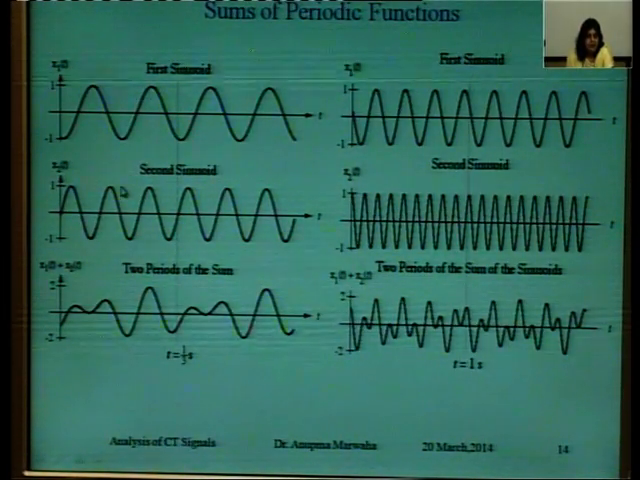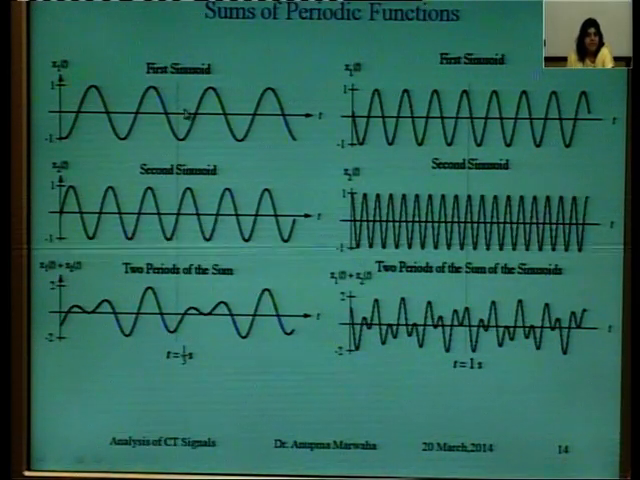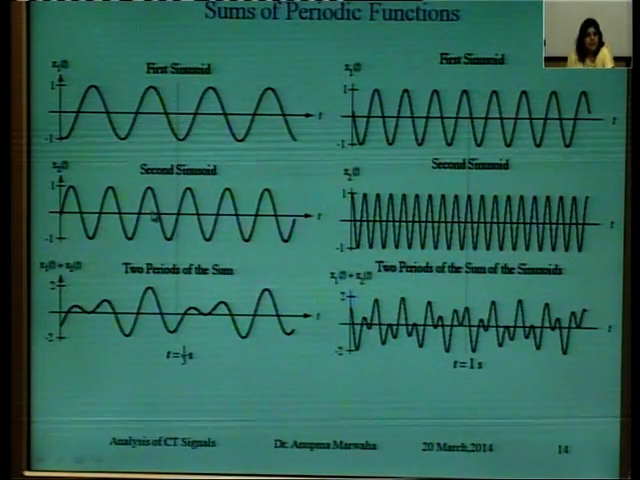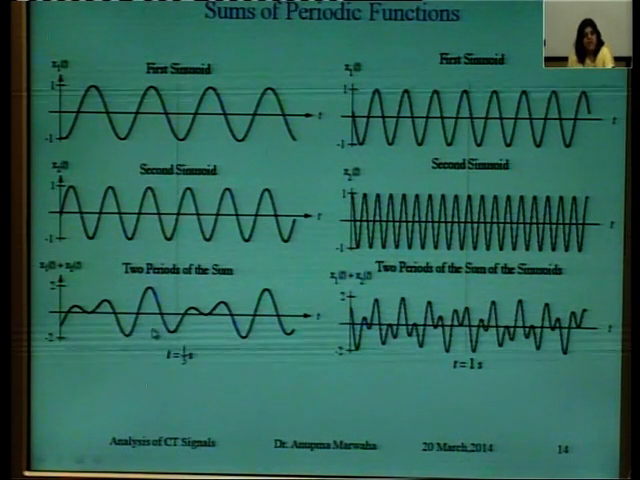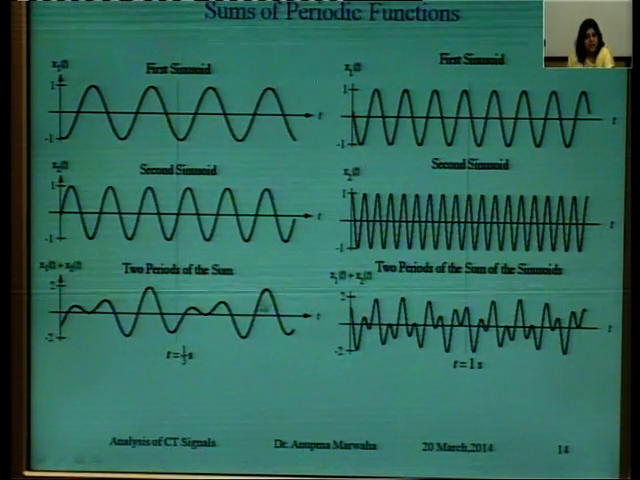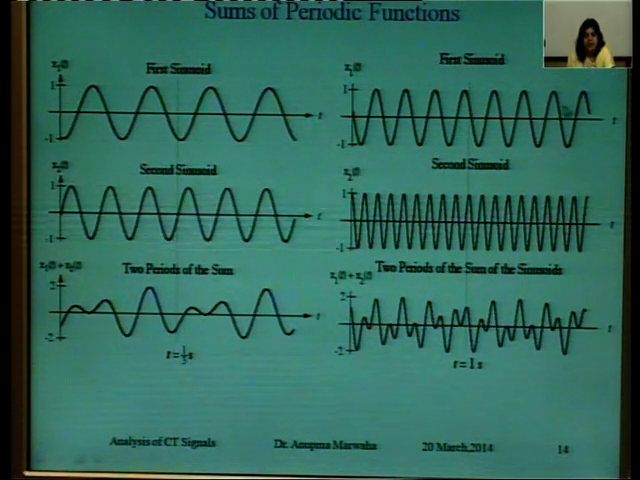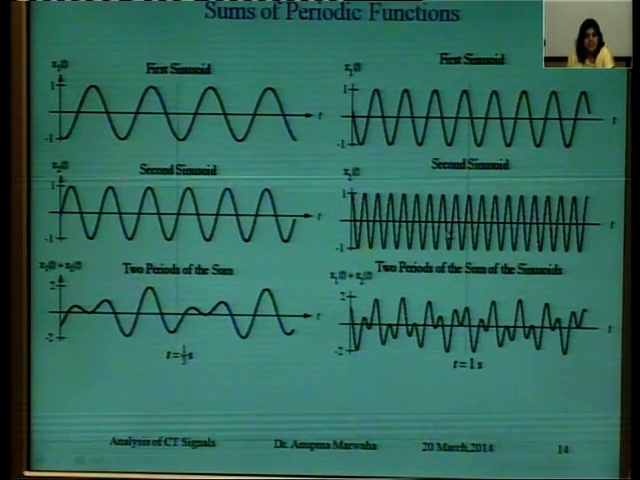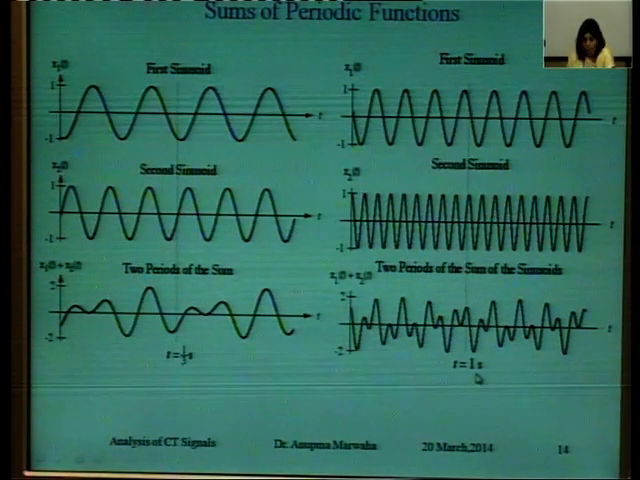We can extend the definition of periodic signals to a combination of a number of periodic signals. For example, if we have two periodic signals, say this is the first sinusoid and this is the second sinusoid, these are periodic signals. What happens to the sum of the periodic signals? In this case, if we take the sum, it can be seen that it is again periodic with a time period of 1 by 3 seconds. And this is another example in which we again have two sinusoids of different frequencies, and here the resultant is again periodic with a time period of 1 second.